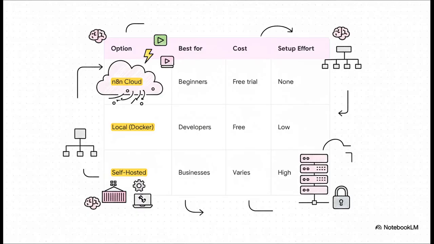For beginners, the n8n Cloud is absolutely the best way to go. There's zero setup, and you can start with a free trial. Now, if you're a developer or you just want to mess around with things on your own machine, you can run it locally for free with a tool called Docker. And for businesses that need total control, you can self-host it on your own server.